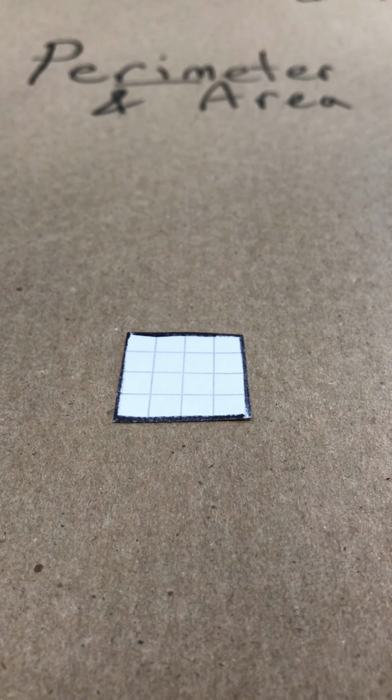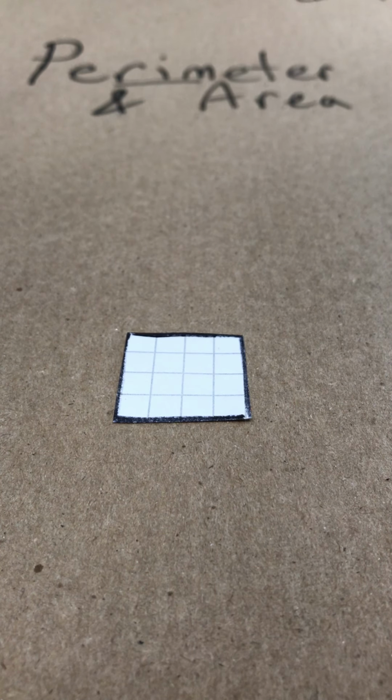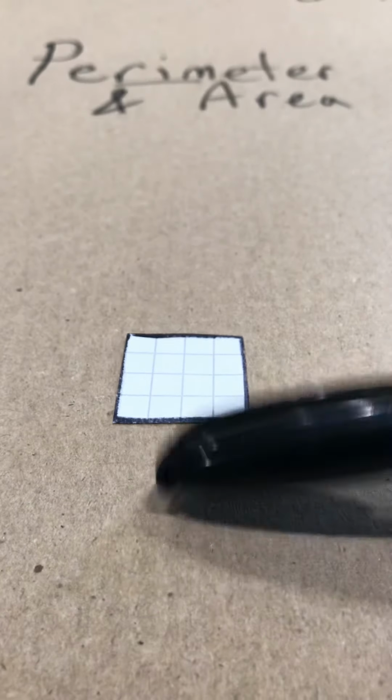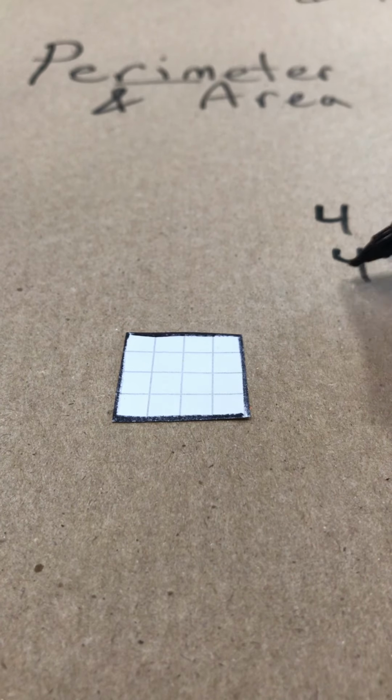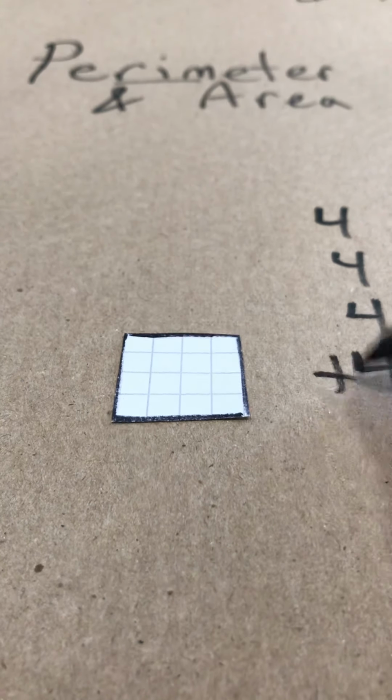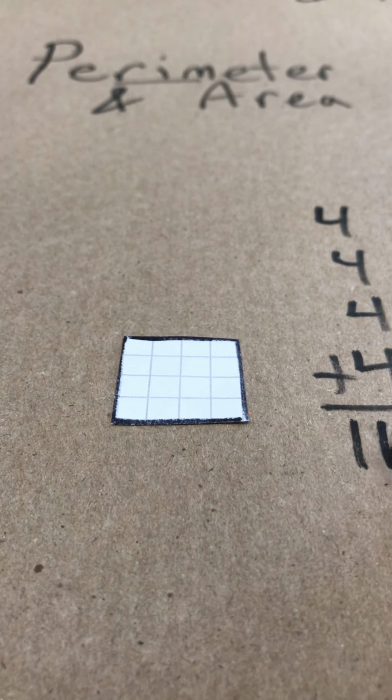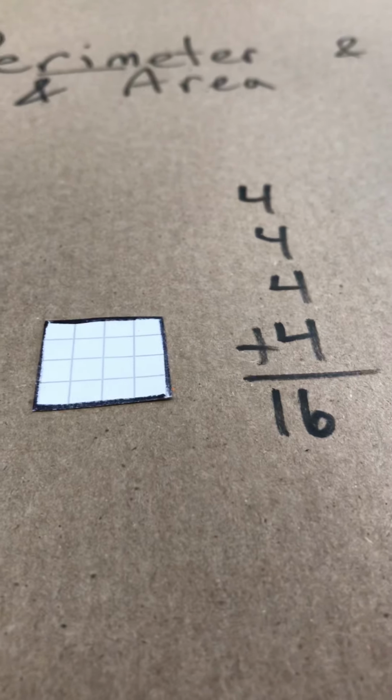this is a perfect square. And so the perimeter of this shape would be a total of whatever 4 plus 4 plus 4 plus 4 is. So I could take 4 plus 4 plus 4 plus 4, and I could add them all up, and I would get a total of 16 for my perimeter there.